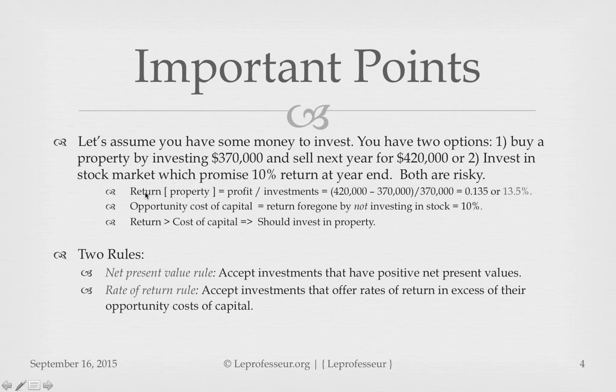You're going to calculate the return the property may give you. Okay. So, how will you calculate the return? It is very simple. Your profit divided by your investment. So, how much profit will you get if you sell next year? 420,000 minus 370,000, that is your profit, divided by your investment 370,000, that comes out to be 13.5%.